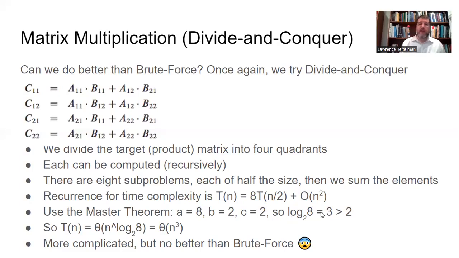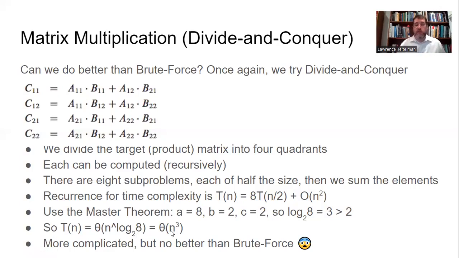And then C is the power of the n in the work for dividing or putting our solutions together. So n squared will give us a C of 2. So we take log base B of A, which is log base 2 of 8, which is 3, which is bigger than the 2. So therefore the solution, go back to your master theorem, is n to the log base 2 of 8, which is n cubed.